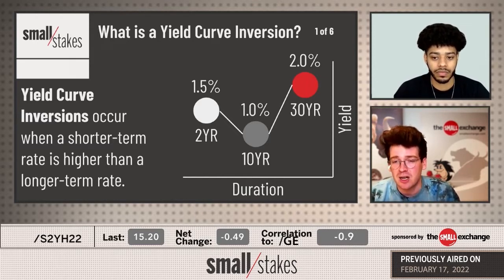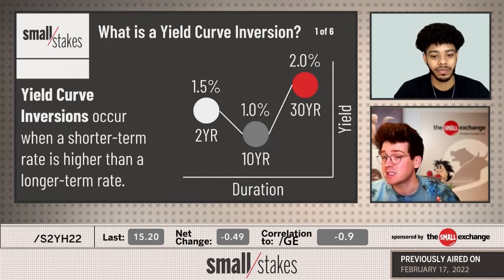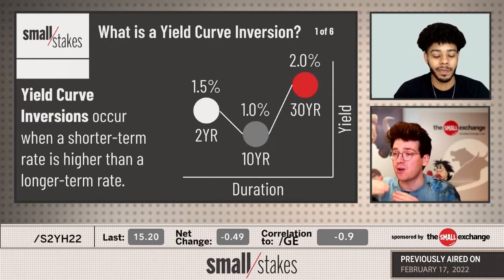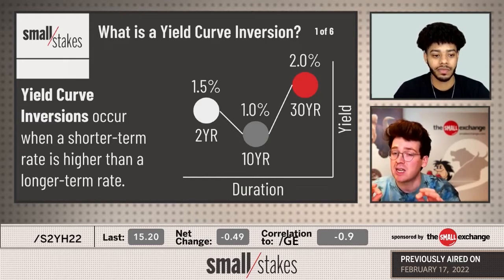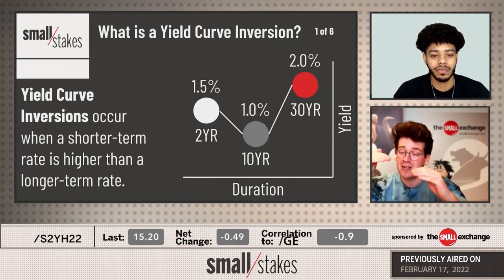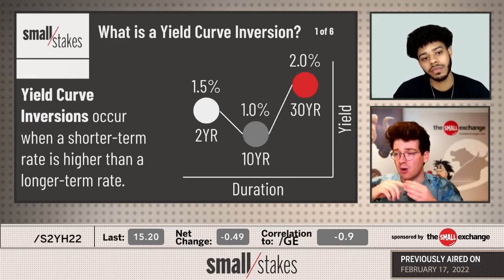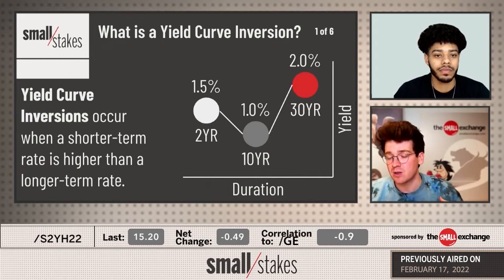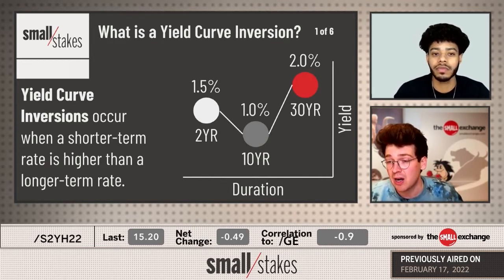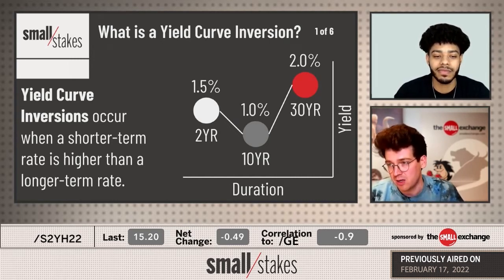Now, when you have an inversion, Errol, let's say for this example that the 2 year is 1.5%. In normal environments you would expect the 10 year to be higher than that, and the 30 year to be higher than both. But in a yield curve inversion, we're not seeing this. This is just an example: the 2 year at 1.5%, the 10 year down at 1%, and the 30 year up at 2. A normal environment would be a rising yield curve, where as I go out in time, yields get higher. An inverted environment, which usually signals economic strife or struggle, has shorter term rates higher than longer term rates. Are we on board with each other or what?